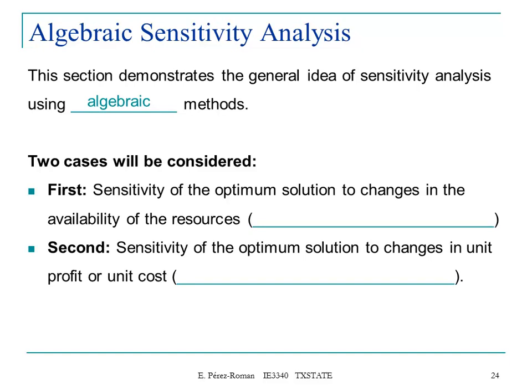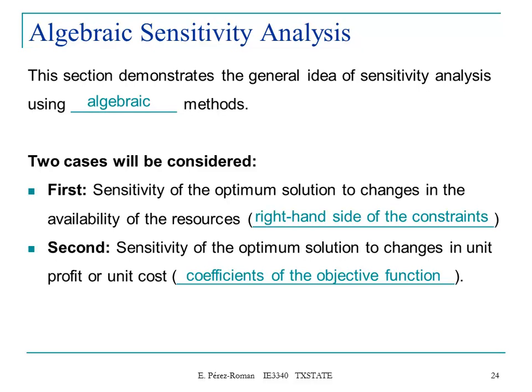The first one is the sensitivity of the optimal solution to changes in the availability of the resources, the right-hand side of the constraints, and the second is the sensitivity of the optimum solution to changes in the unit profit or the unit cost. So this one will be targeting the coefficients of the objective function, which most of the time is the cost or the revenue that you are making by selling or producing a unit of a product.